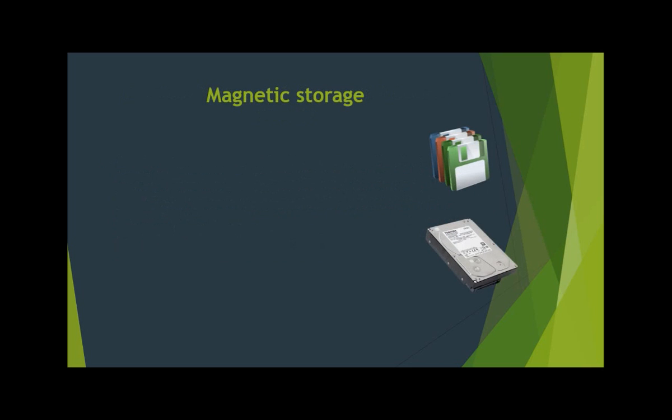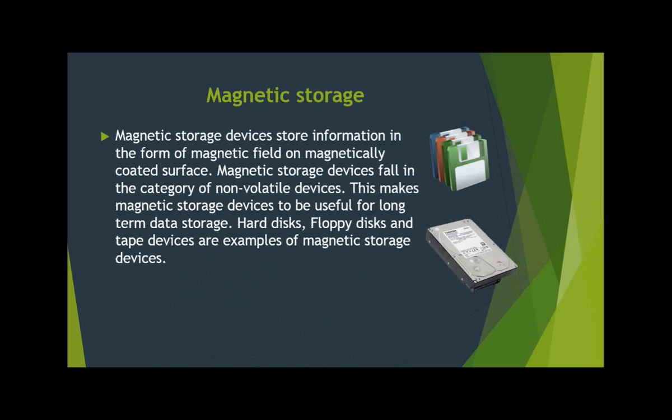5. Magnetic storage. Magnetic storage devices store information in the form of magnetic fields on a magnetically coated surface. Magnetic storage devices fall in the category of non-volatile devices. This makes magnetic storage devices useful for long-term data storage. Hard disks, floppy disks and tape devices are examples of magnetic storage devices.